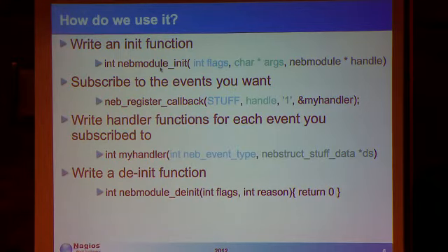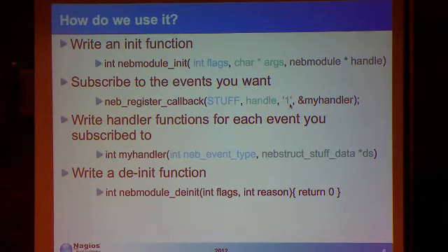Inside of this NEB module init, you are going to register for stuff that you're interested in. There are around 35-ish types of things that you can register for. Some of those are reserved, and some of them don't mean anything. I think there are 33 relevant types. But somewhere in this NEB module init function, you are going to call NEB register callback, and then you're going to tell Nagios, hey, I'm interested in stuff. And you're going to pass it an instance of your handle.